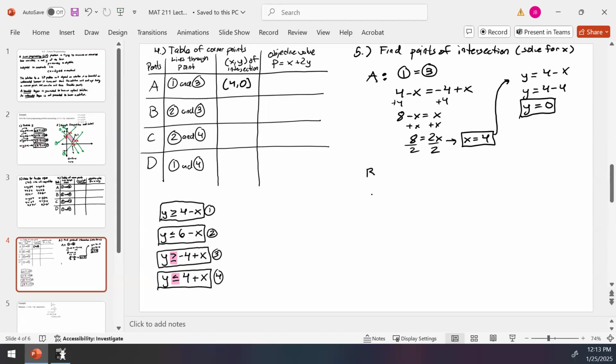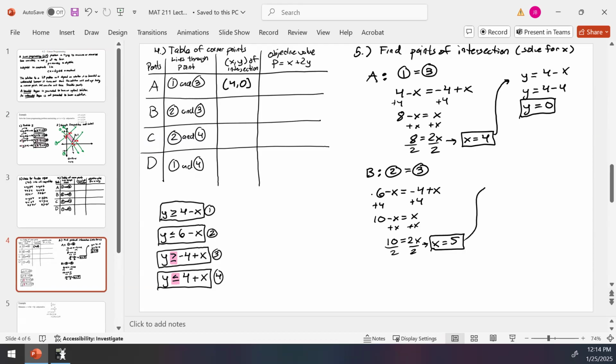So then we go to the next one, B. We're going to set equations 2 and 3 equal to each other. So for 2 and 3, we get 6 minus x is equal to negative 4 plus x, right? And so we just move some numbers around. It doesn't matter how you do it, just pick whichever way you like. So we get 10 minus x equals x, add the x over, and we get 10 equals 2x. And if you divide by 2, you get x is equal to 5.